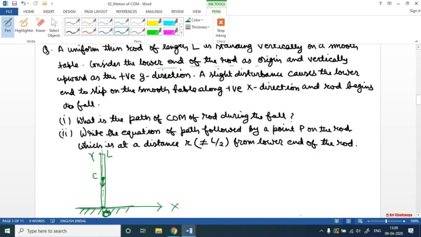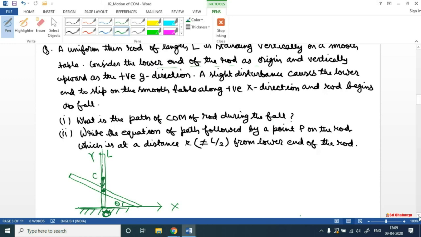So let's say at any instant the center of mass comes here. At that instant, the center of mass is anyway going to be at the center of the rod, so the orientation of the rod would be somewhat like this. Okay, so this is the center of mass over here, and at this instant say the angle is theta. So the answer for the first part, the path of the center of the rod during the fall, would be a straight line, and it will move in the vertically downward direction.